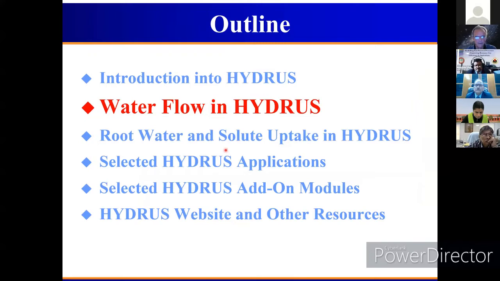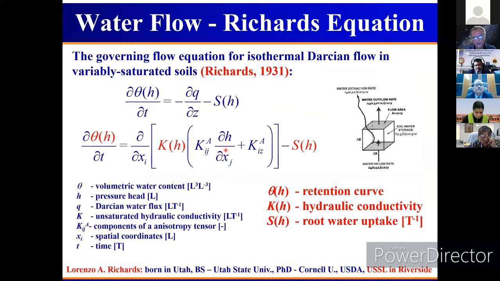Now I will briefly describe how we deal with water flow. So we are solving the governing flow equation, which is the Richards equation, which was developed by L.A. Richards in 1931. And L.A. Richards was a scientist at the U.S. Salinity Laboratory, also here in my town in Riverside. About how many years is that? 90 years ago. This equation assumes that Darcy's law is valid.